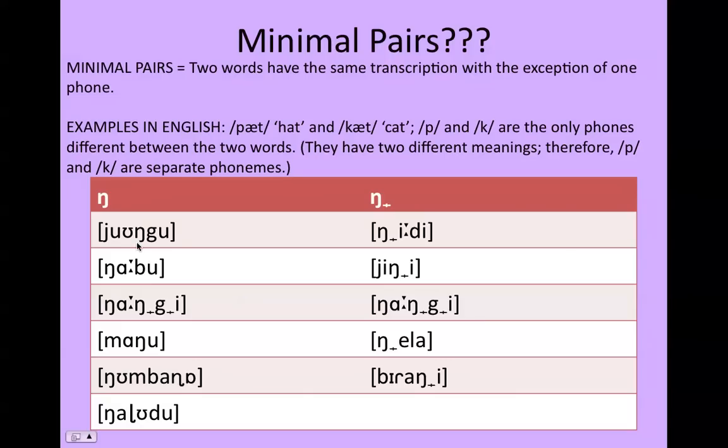So we want to find minimal pairs. If we do, that means that the velar nasal and the advanced velar nasal are separate phonemes. But there are no minimal pairs. So that means that the velar nasal and the advanced velar nasal probably are not separate phonemes. Therefore, they are allophones of the same phoneme. Now we have to find a pattern.